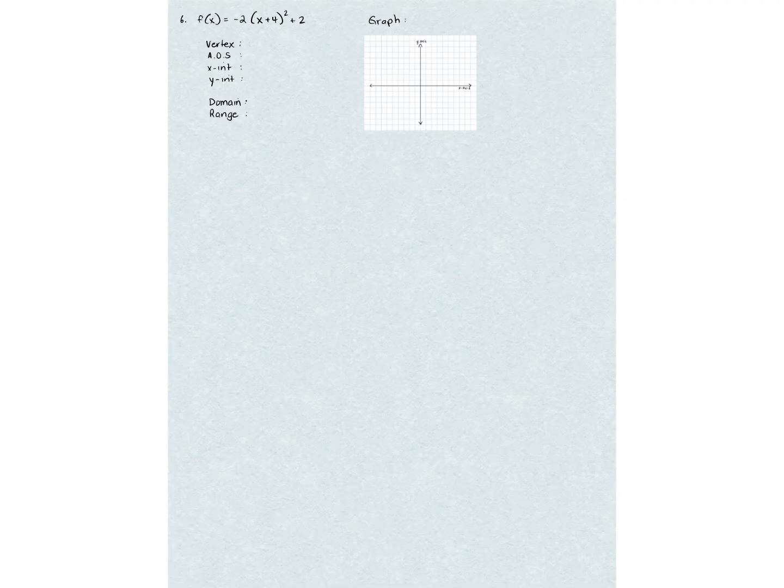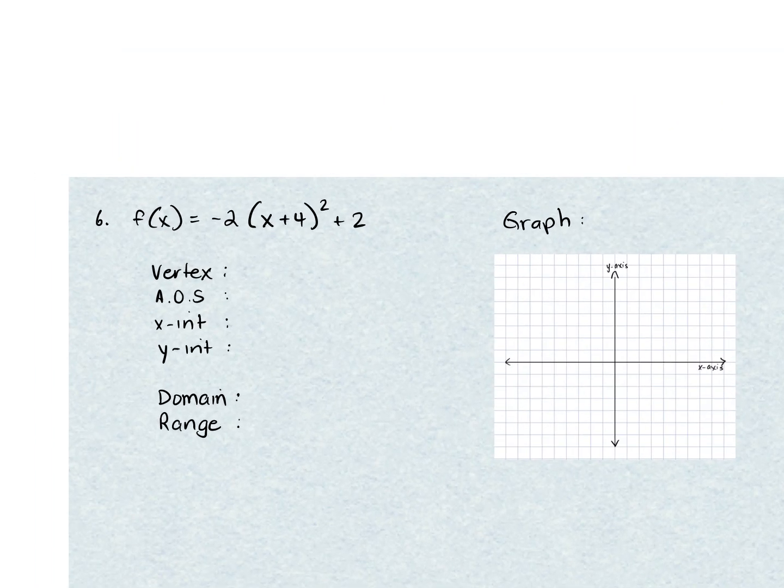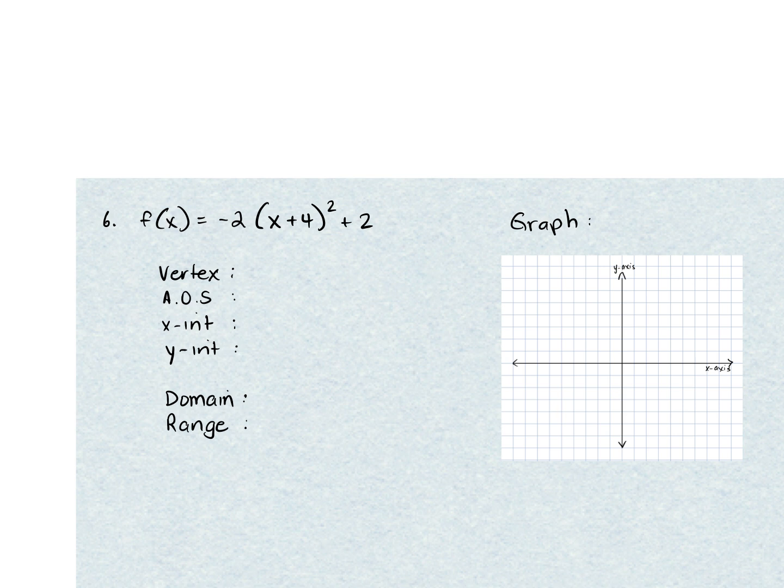All right, so last problem in this review is going to be another graph, but this one's going to be in vertex form, right? So remember, vertex form is in the form of f(x) = a(x - h)² + k, right? And you do need to remember that for your quiz.